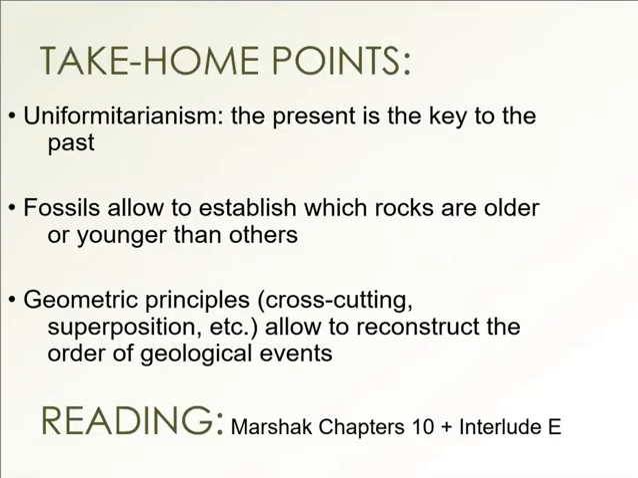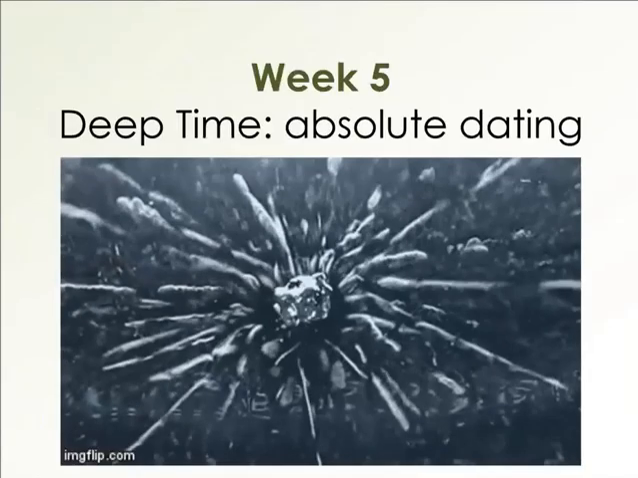So, uniformitarianism. The present is the key to the past. Everything's a cycle. It's happening slowly. Fossils can help us figure out which rocks are older or younger than others, and sometimes give us an age bracket. And geometric principles that are telling us about the geology allow us to reconstruct the order of events.